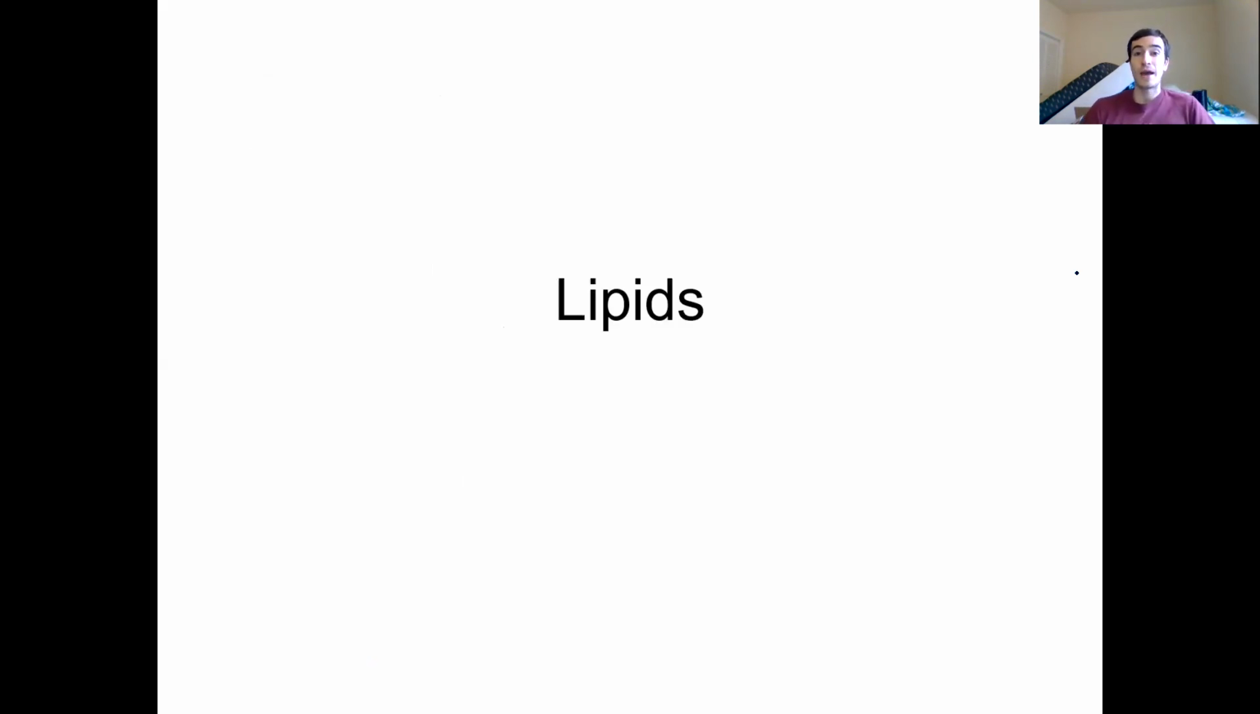Up next, we have lipids. So the macromolecule lipids, what it really refers to, when you see the word lipids, I want you to think fat. That's essentially what lipids are. Lipids are forms of fat.